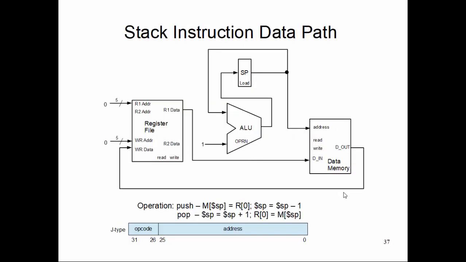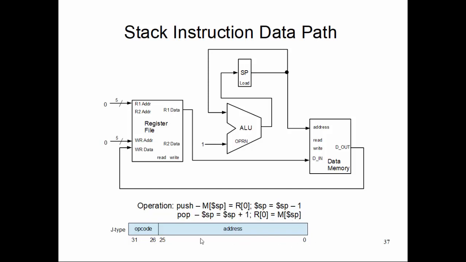Now stack instruction data path. So we have two operations, push and pop. Just to recall their functionality, push is like we have this stack pointer, right? And memory pointed by the stack pointer, you read from register 0 and store that content to the memory which is pointed by your stack pointer, and then decrease the stack pointer by 1. Pop is just the reverse operation. You first increase the stack pointer by 1 and write register 0 with the memory content, the memory address being pointed by the stack pointer.